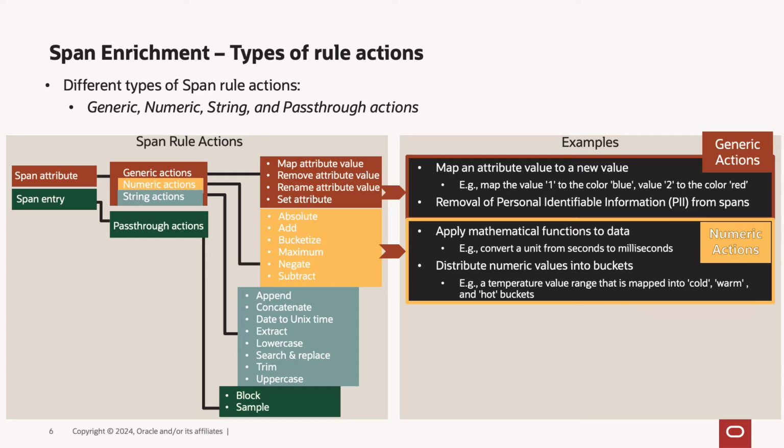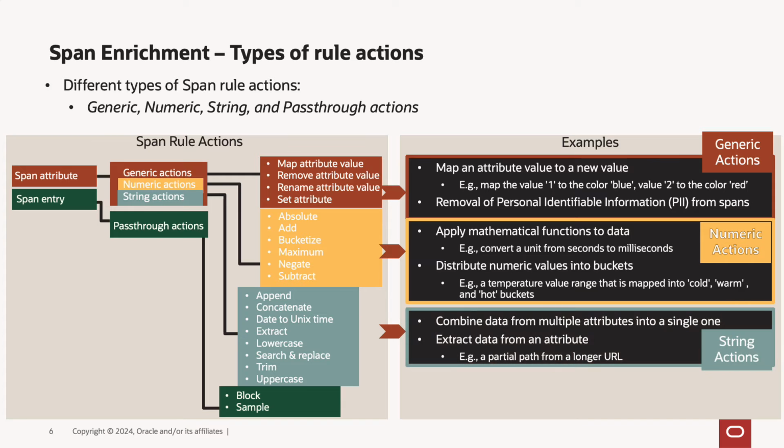Numeric actions enable applying mathematical functions to the data. For example, convert a unit from seconds to milliseconds, or bucketize a value range and map it into the specific bucket values such as cold, warm, or hot. With string actions, you can modify the string attribute values. For example, combine values from multiple attributes, or extract a portion of a longer value and create a new attribute.